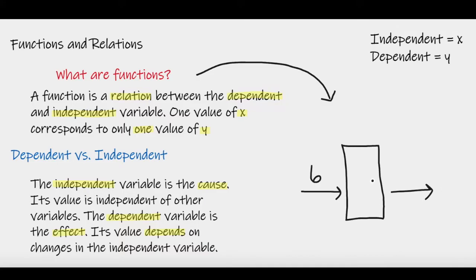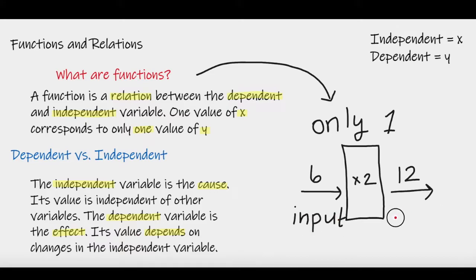I like to think of a machine for functions where one number goes in and a number comes out. That number is manipulated, and again, only one number can come out. Multiple numbers can go in, but one number must come out.